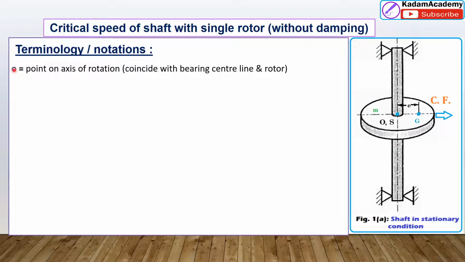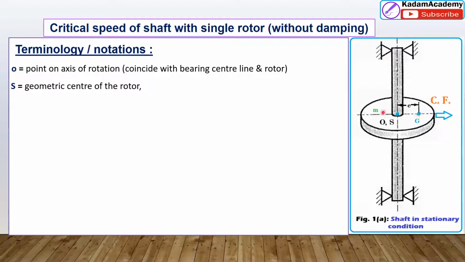I will show you some terms here. Here is O, the point on the axis of rotation that coincides with the bearing center line, and S is the geometric center of the rotor.